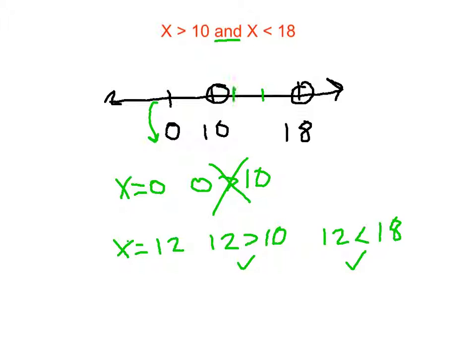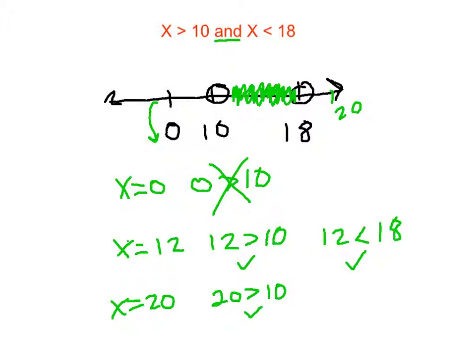12 was a representative from the middle region here, so every single one of these numbers is going to be shaded. And finally, if I chose, let's say, x equal to 20, what happens? Well, I get 20 is greater than 10. That works in the first one. Does it work in the second one? Is 20 less than 18? No, it's not. So since it didn't work in the second one, it doesn't satisfy both. We're not going to shade up there. So between 10 and 18 is where we're going to shade, right in the middle.